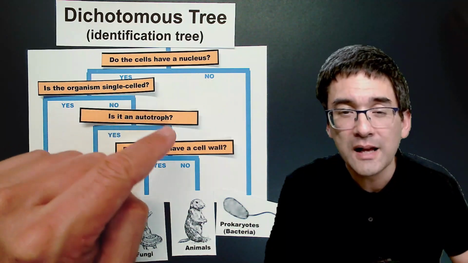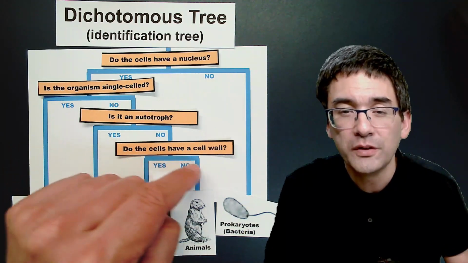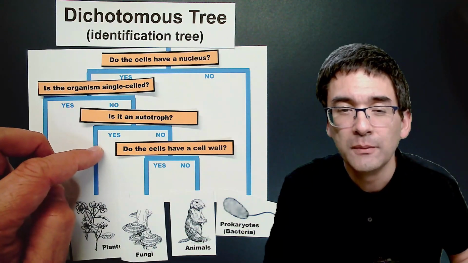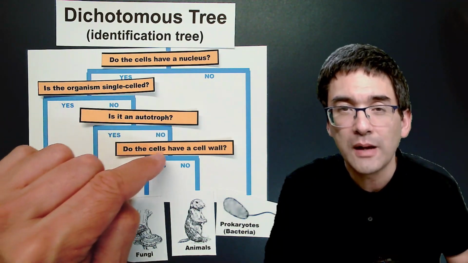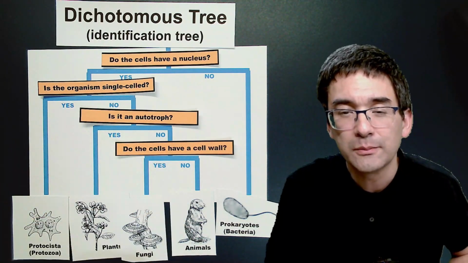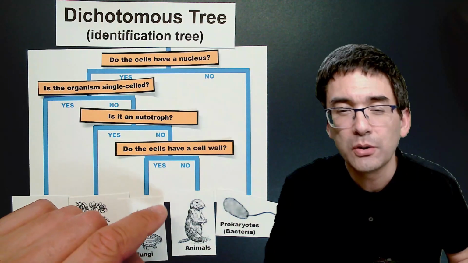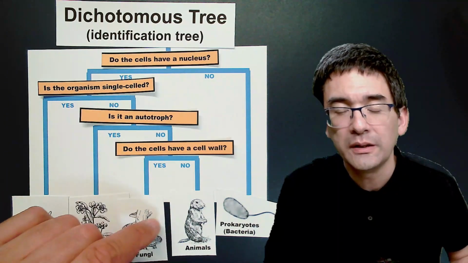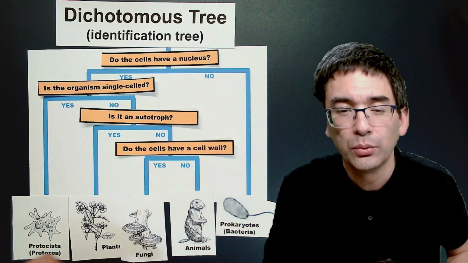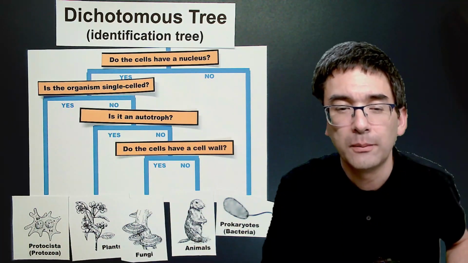But you see, we're asking the question about the cell wall over here, so we're not here on the left side with the plants. We've already made the decision, and that's why we're asking again a question, yes, no, which only relates to fungi and animals. Just because fungi have a cell wall and animals don't, it does not tell us anything about the other things here, like the prokaryotes, the plants, and the protozoa.